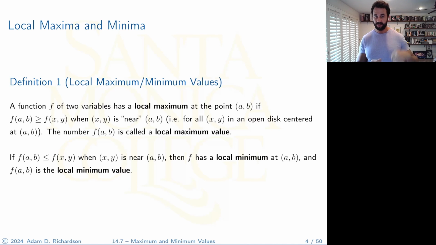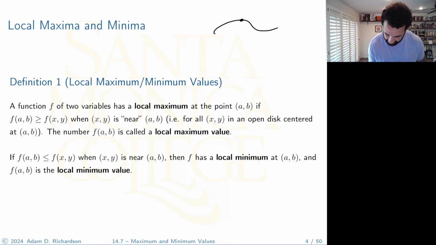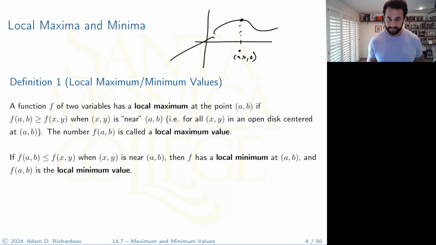It's the top point. Now, what we do is we say that you have to look near the point (a, b). And what we mean by near is literally for all points in an open disk centered at the point (a, b). So that's what we mean by near. Like if you were to draw a tiny little disk here, like if this is a maximum right here, and then you look down at this point, this would be the point (a, b).